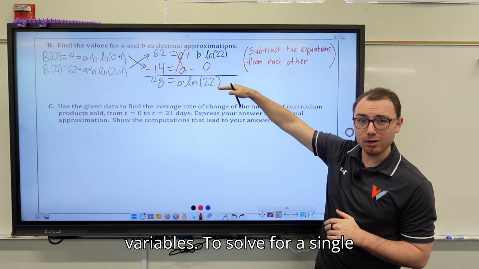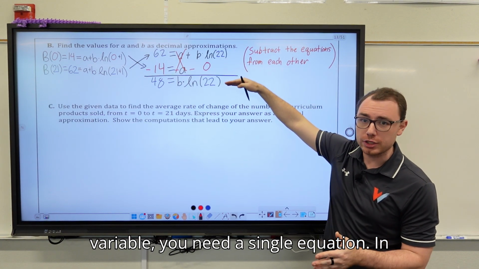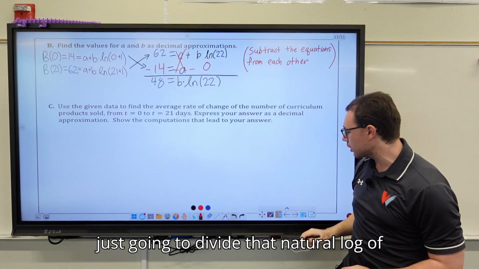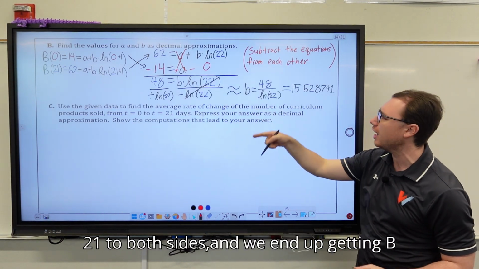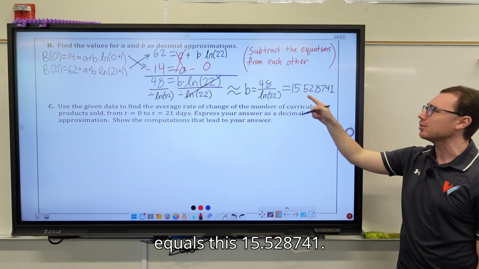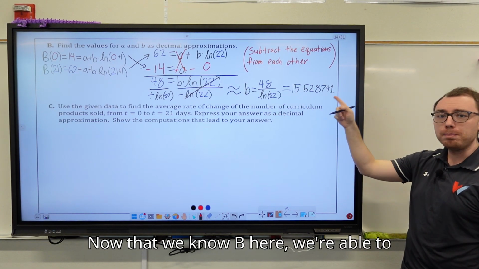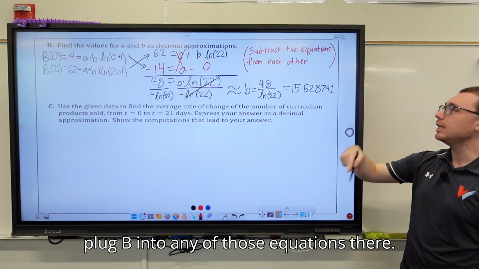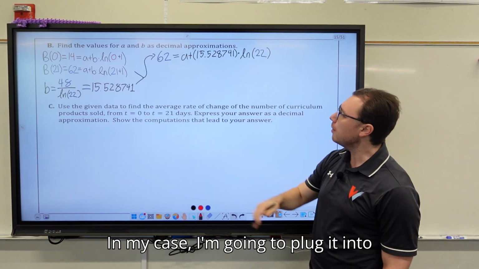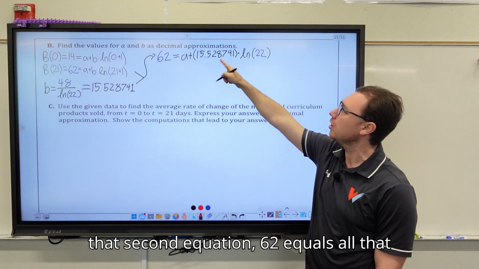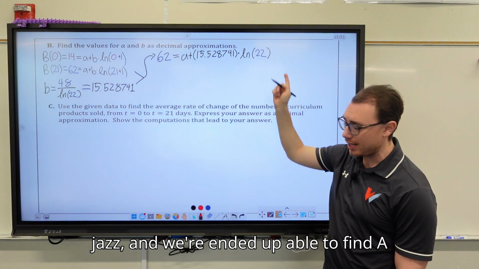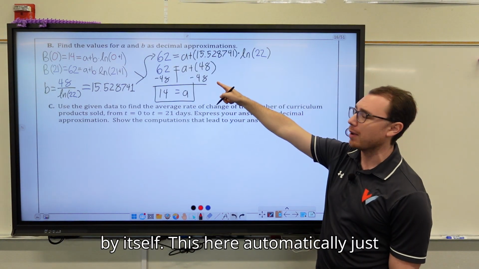To solve for a single variable, you need a single equation. In this case here, it's pretty easy. We're just going to divide the natural log of 21 to both sides, and we end up getting b equals 15.52741. Now that we know b here, we're able to plug b into any of those equations there. In my case, I'm going to plug it into that second equation, 62 equals, all that jazz, and we end up able to find a by itself.